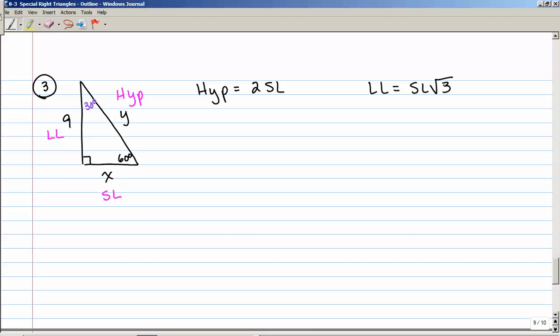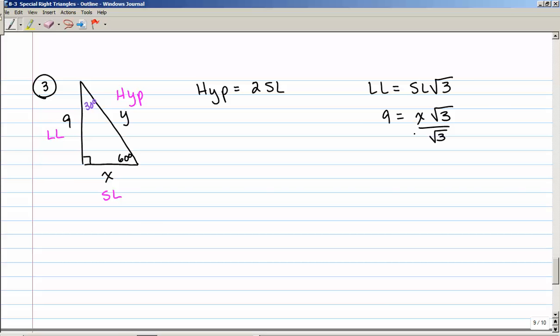Now, I don't have a number for the short leg. I don't have a number for the hypotenuse. I do have a number for the long leg. So I'm going to have to start with this second formula over here, because I don't know the hypotenuse and I don't know the short leg, so I can't use that one at all. So long leg is 9. Short leg is x, times the square root of 3. Let's solve that for x.